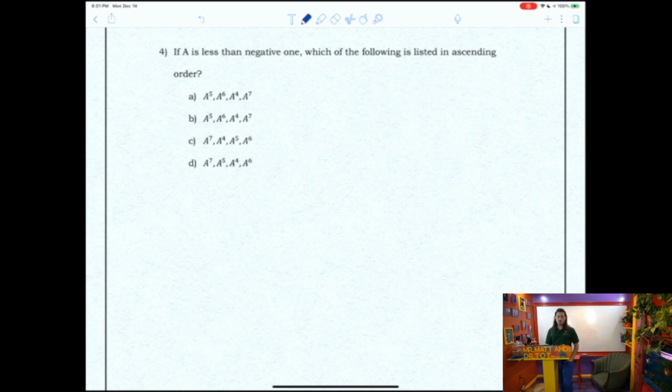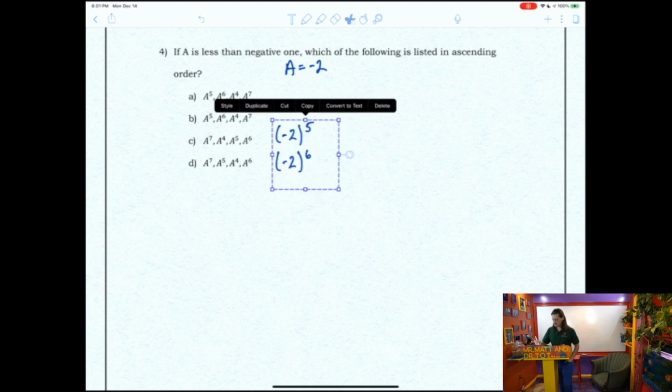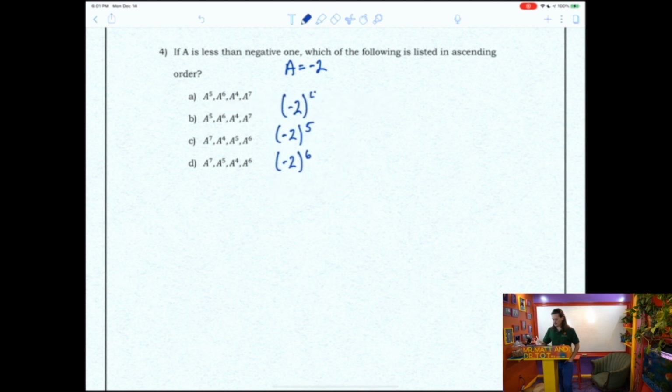If we wanted to, we could use an actual value here. So the domain is less than -1, so we might pick -2 for a. And if that's the case, then we would have -2 to the 5th, -2 to the 6th, -2 to the 4th, and -2 to the 7th. So remember, the odd exponentiations are going to retain the negativity, and the even exponentiations are going to turn positive.